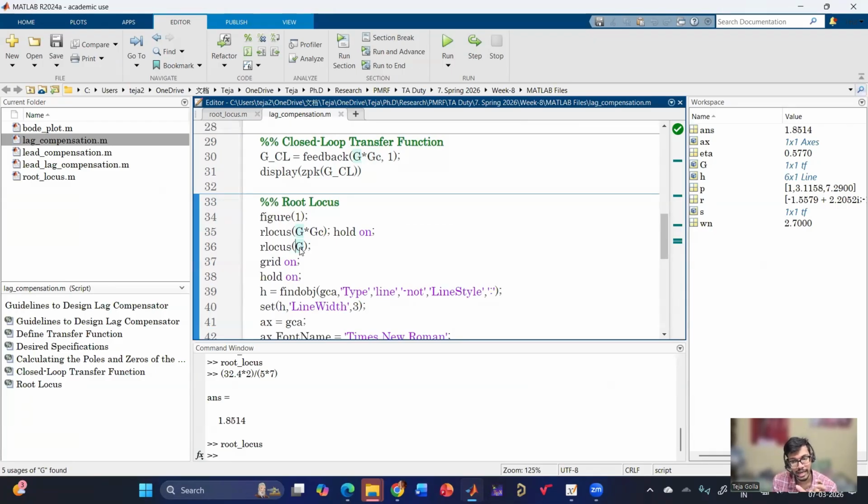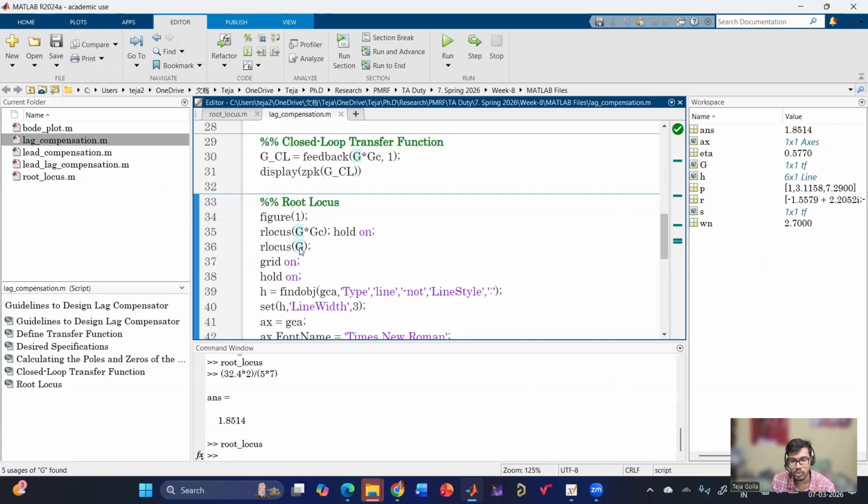But we have an additional zero as well as pole, which will make sure my KV is also met. So whatever I'm trying to achieve here is my G into GC is my open loop plant with some compensation so that my desired closed loop poles will not change. However, my KV or the steady state error constraints are met.